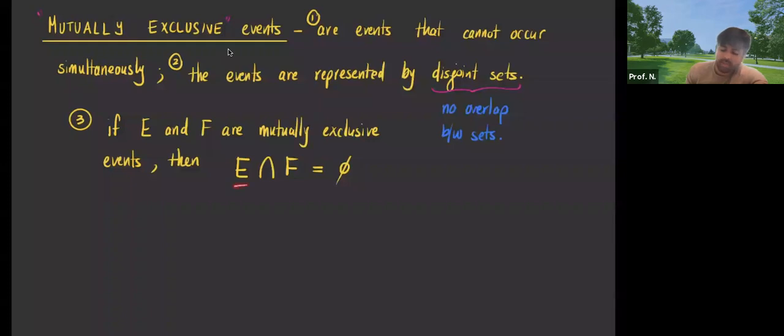And mathematically, notation-wise, we say that E intersect F. So this upside down U means intersect.